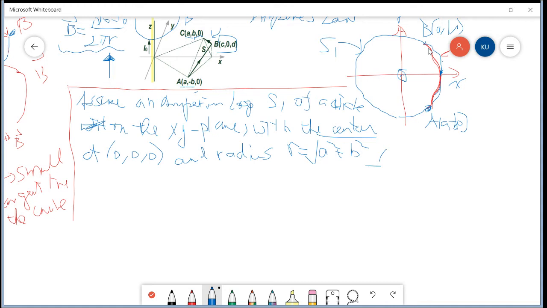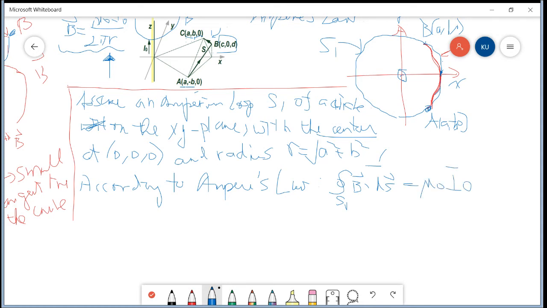So according to Ampere's law, we know that the closed line integral of B ds along S1 should be mu 0 I 0, right? It is very simple.